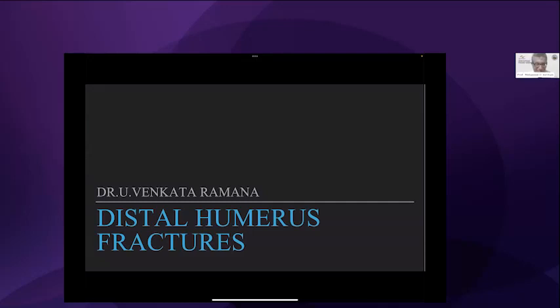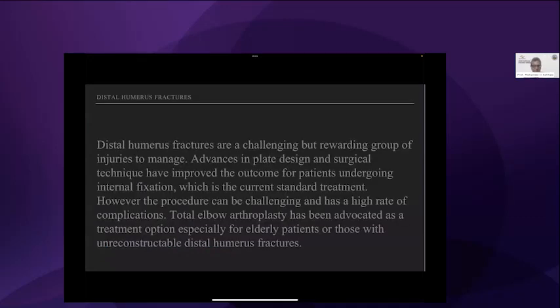Distal humerus fractures are challenging but rewarding injuries to manage. Advances in plate design and surgical technique have improved the outcome of internal fixation, which is the current standard of treatment. However, the procedure can be challenging and has a high rate of complications. Sometimes we use total elbow arthroplasty as a treatment option in elderly patients and in difficult fractures where we cannot reconstruct the fracture.